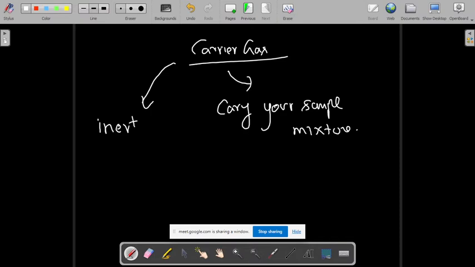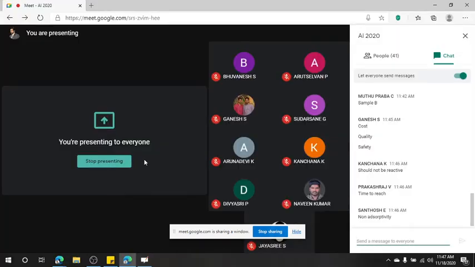It should be inert, it should not react. As Kanchana told, it should not react with the sample. That is the first and foremost importance. Second thing, you have almost touched upon it: it should be dry. That's what Santosh has told, non-absorptivity, no?